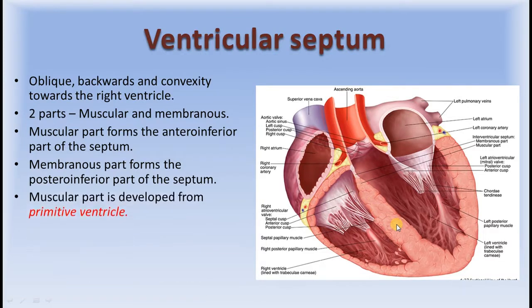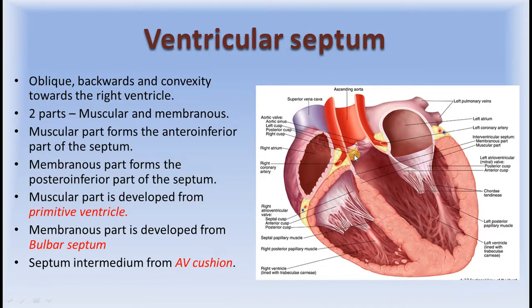The muscular part is developed from the primitive ventricle. The membranous part is developed from the bulboventricular septum or bulbar septum, and there is also a small contribution from the AV cushions, atrioventricular cushions. Septum intermedium also finally comes and completes the septum. So from three sources: septum intermedium from the AV cushion, membranous part from the bulbar septum, and the muscular part of the septum from the primitive ventricle.